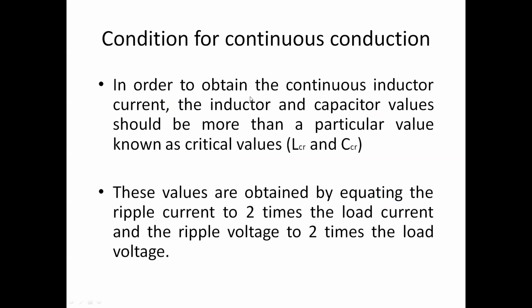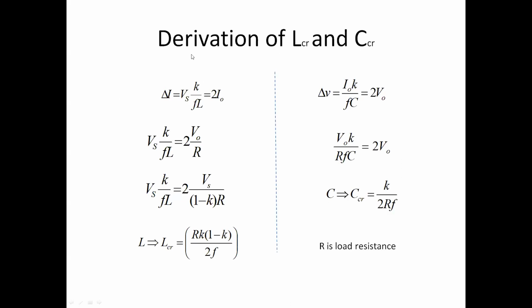Now we will derive the condition for continuous conduction. In order to have the continuous conduction mode, the inductor and capacitor values should be more than particular values known as the critical values of L and C, denoted as LCR and CCR. To obtain LCR, we have to equate the ripple current to 2 times the load current. And to obtain CCR, we have to equate the ripple voltage to 2 times the load voltage. The derivation of LCR and CCR is shown here.